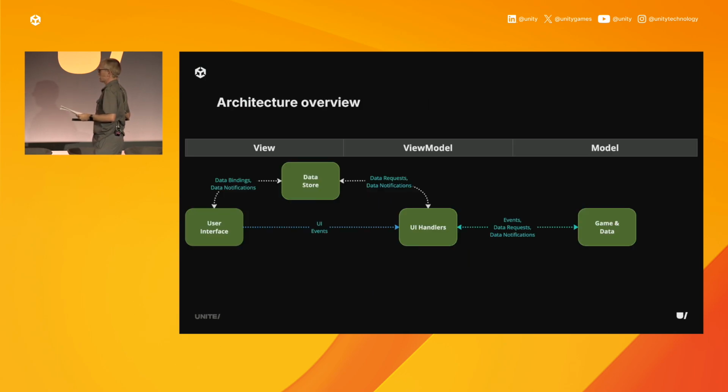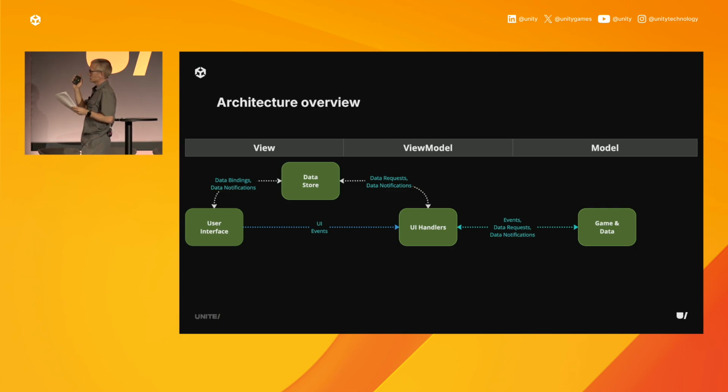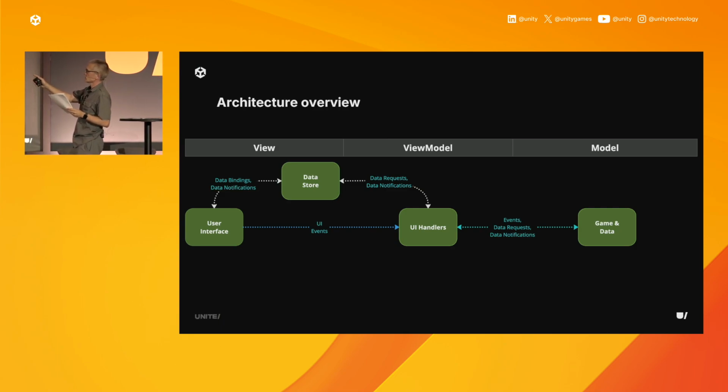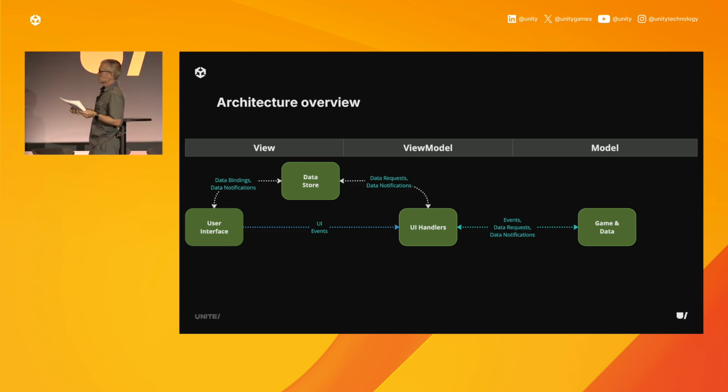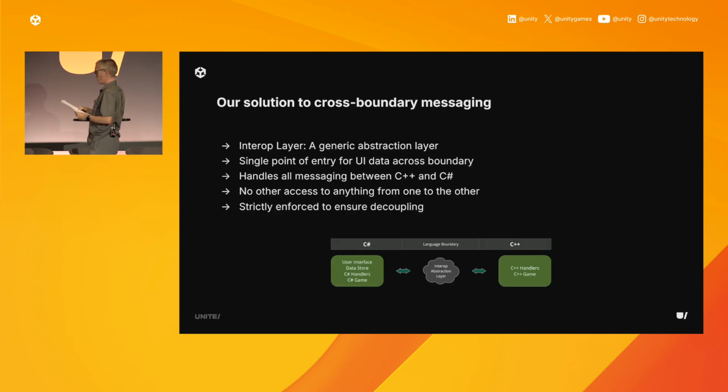This is what it looks like a little bit on a high level for us. I'll dive into each one of these as I go along, and explain a little bit how they work together and how they connect and why we ended up doing what we're doing. But essentially, we have a UI that talks to a data store. The store talks to the UI handlers, and the handlers talk to the game, and that's kind of the flow of it. So what we needed here, obviously with C++ and C#, was an interop layer between the two so that they can talk to each other.